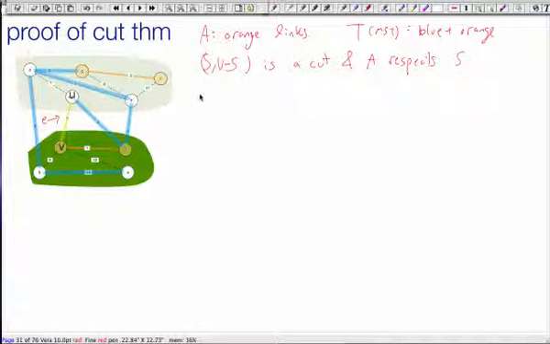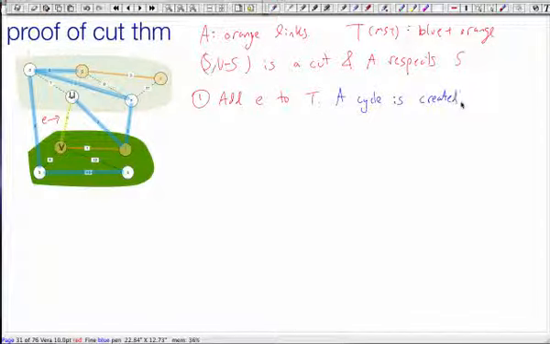So here's what we're going to do. First step, add E to T. What happens when we add the edge E to T? T was a minimum spanning tree. In this diagram, edge E connects U and V. What happens when we add edge E to this tree? You make a cycle. A cycle is created.